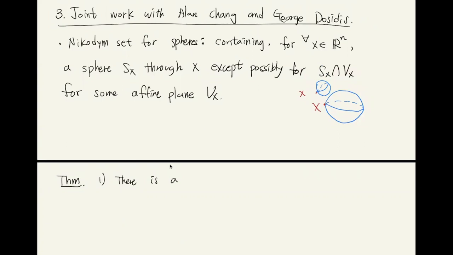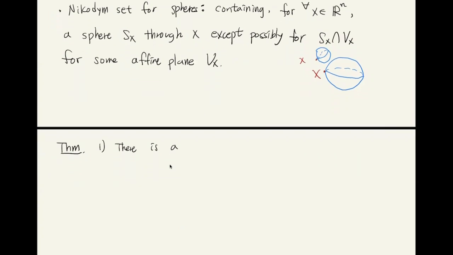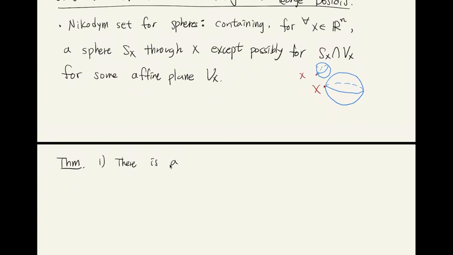So yeah, one thing that I can say is that this kind of Nikodym set for spheres, one can also consider Nikodym sets for rectifiable sets. And there are some analogues for rectifiable sets. Okay. So our main result is that there is a Nikodym set for spheres of zero Lebesgue measure.